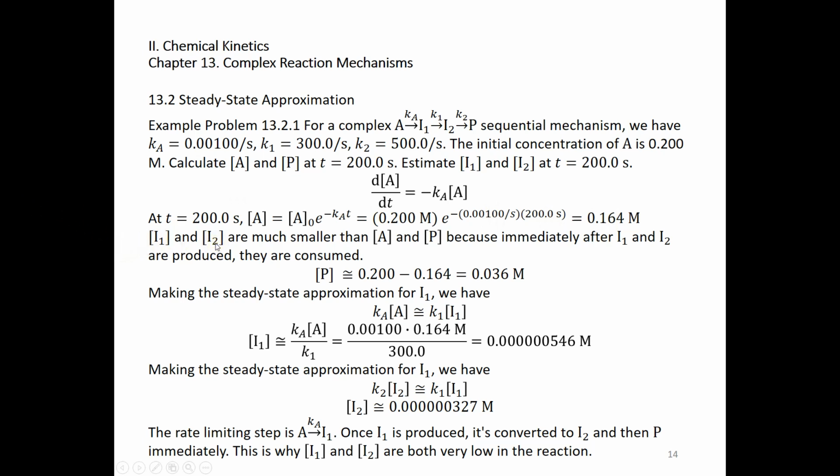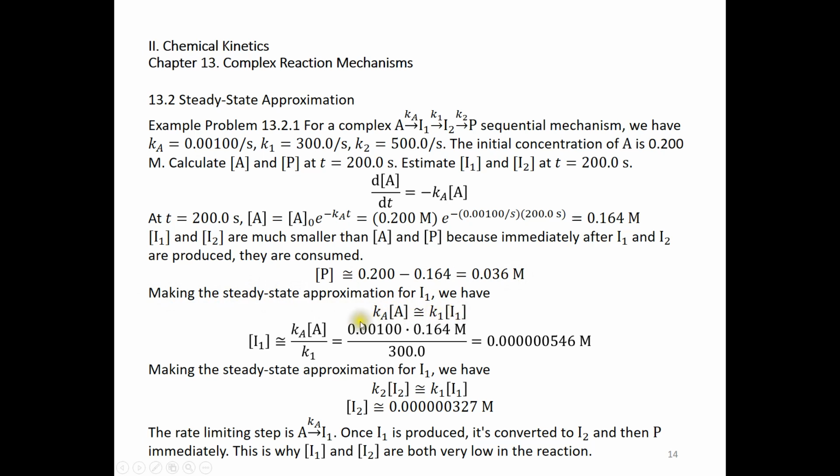I1 and I2 are much smaller than A and P, because I1 and I2 are highly energetic. Once they are produced, they are immediately consumed. Therefore, we can assume P is just 0.2, the total, minus the concentration of A, 0.164 at 200 seconds. We get 0.036 molar.